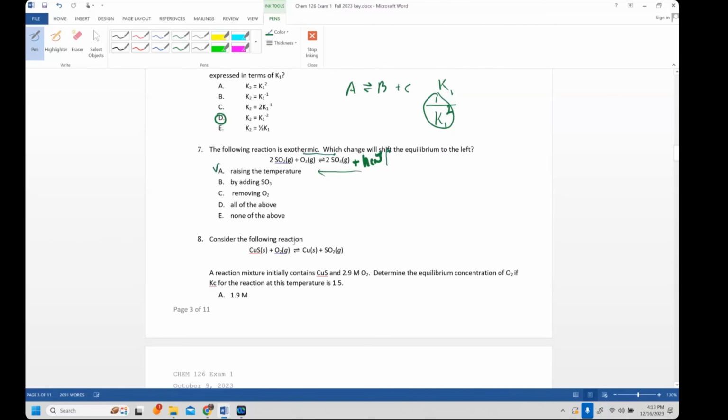To undo that, it wants to go to the left. So that's true. Off the bat, because those first two are true, it's probably all of the above. So you can kind of save time that way. And the third choice, removing O2. If we remove this O2, it becomes light on the left side. So to replenish that O2, again, it has to go to the left. So D is the correct answer.